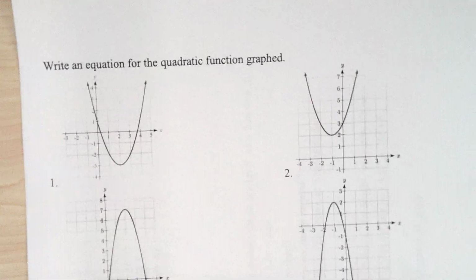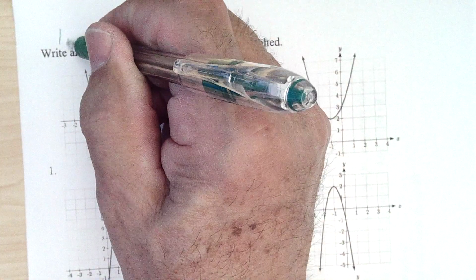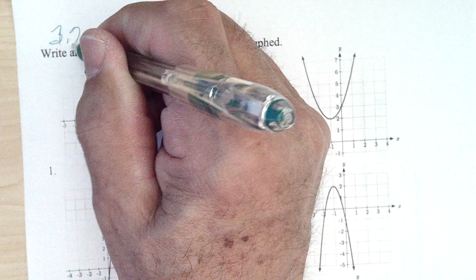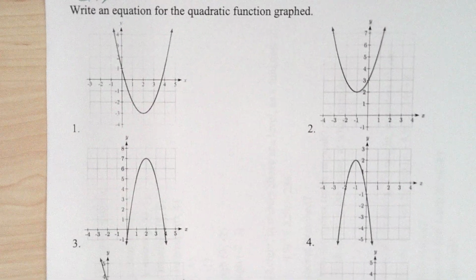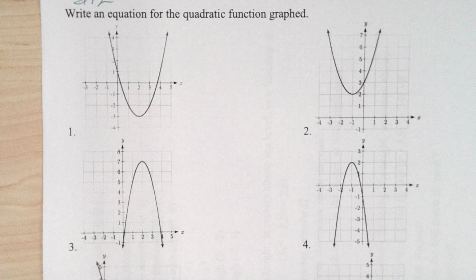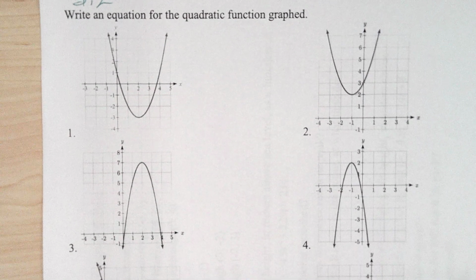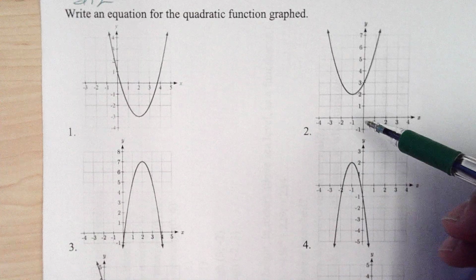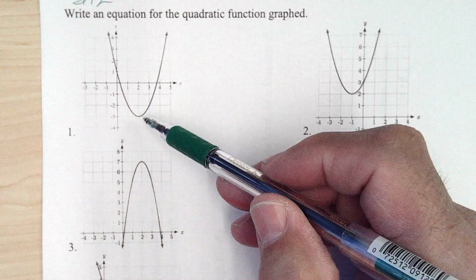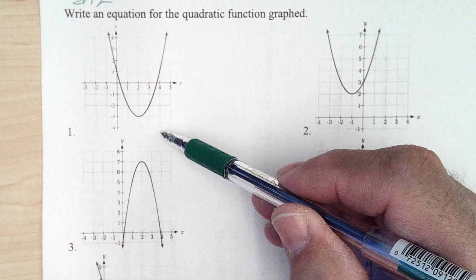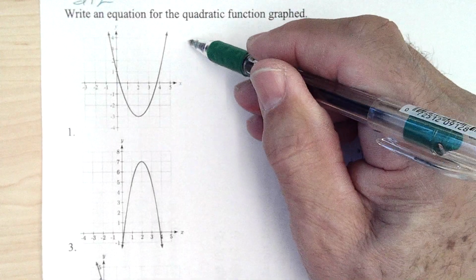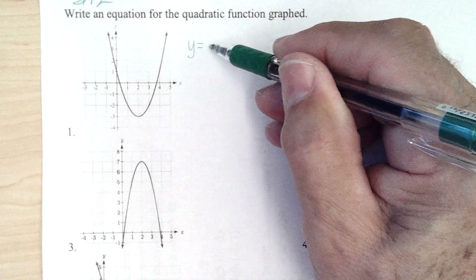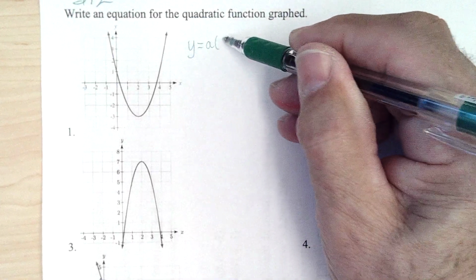Okay, we're going to look at section 3.2. And I'm going to talk about how to do these several different ways. All the problems, the easiest way to figure out what the equation for 1 is to think about the transformational form of the graph.